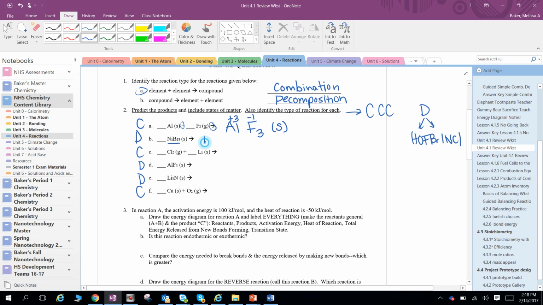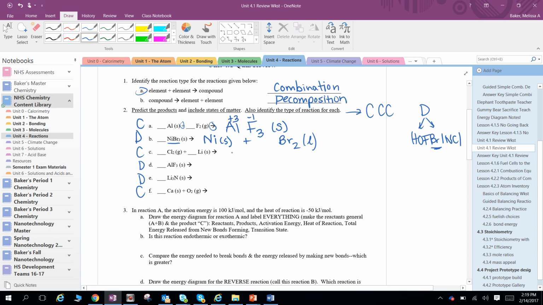NiBr3, breaking down, breaks up into Ni and Br, and then we check Hofbrinkel, and Br is indeed in there, so it gets a 2. Nickel is a metal. On the periodic table, it is colored black, so that means it's a solid, and bromine is colored blue, so then it gets an L for liquid. I believe that was wrong on my answer key too.